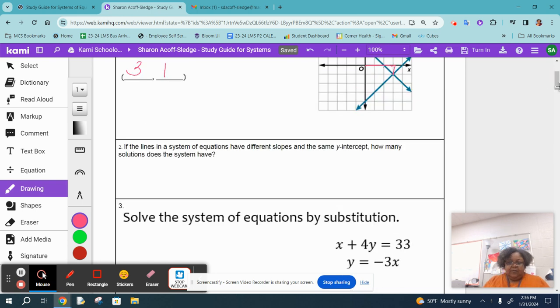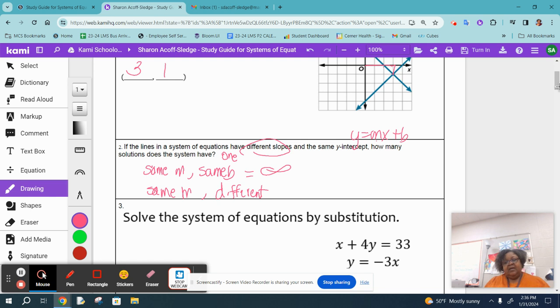If they have different slopes, that's the key. It doesn't matter what the intercepts are. If they have different slopes, it has one solution. Remember, same slope, and same y-intercept, we're talking about y equals mx plus b, b is the y-intercept, m is the slope, that's infinite solutions. Same slope and different y-intercepts, that's no solution, or you can put the null set. And different slopes is always one solution.